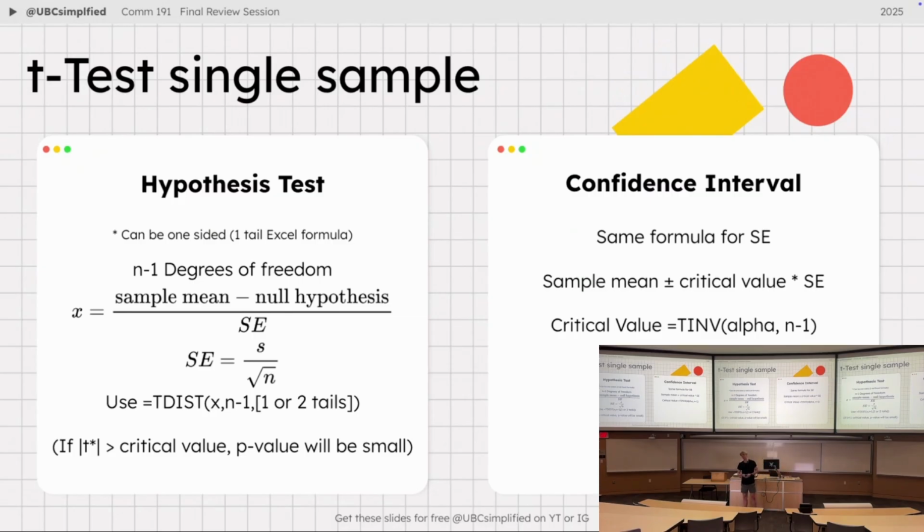And then alternatively, for a confidence interval, use the same standard error that you used for the hypothesis test. For, let's say, a 95% confidence interval, you're going to put in 0.05 into the T.INV, put in your degrees of freedom, multiply that critical value by your standard error, and then add that to the mean that you got. That's it. So it's the same formula for the standard error for the hypothesis test and the confidence interval. Just make sure you're calculating the critical value properly, multiplying that by the standard error, and then adding and subtracting that to your sample mean. That's the confidence interval.